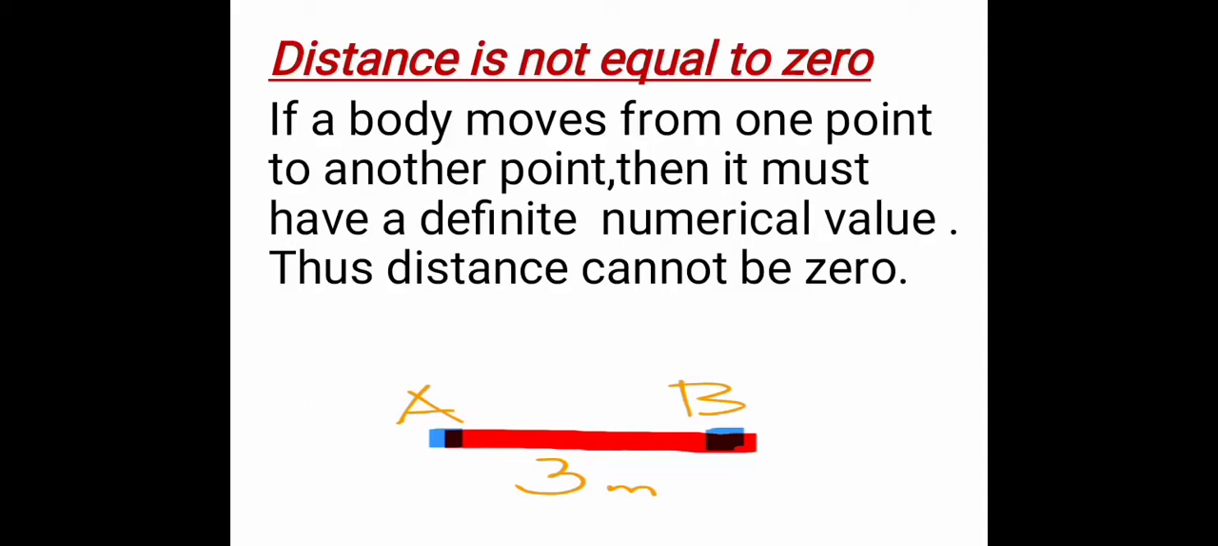So for example, look at the picture. If a body moves from A to B and both are separated by a distance of 3 meters, then the distance is equal to 3 meters. So the distance cannot be 0 if a body moves from one point to another point.